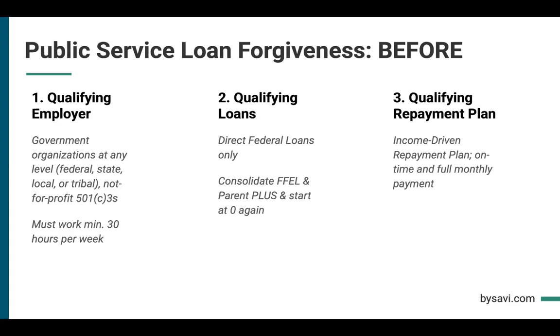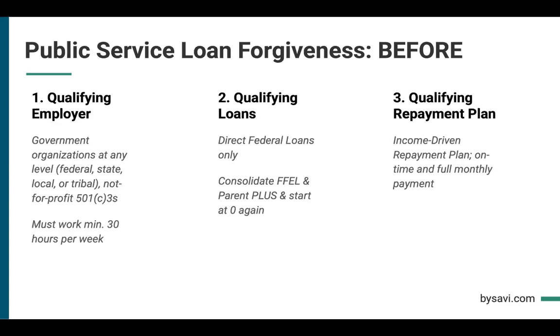So you don't just need to work full-time at one employer, right, in order to be eligible. You can combine employment in order to be eligible. Again, so long as all of the employers are eligible and qualifying and you are working a minimum of 30 hours or more a week. All right, so that's qualifying employment.